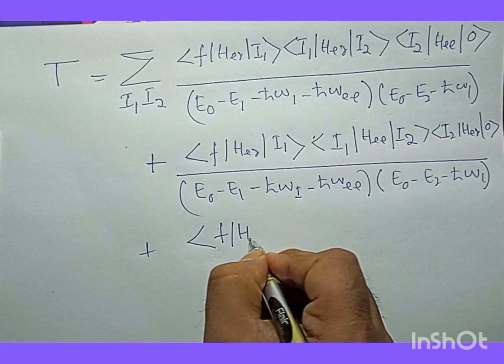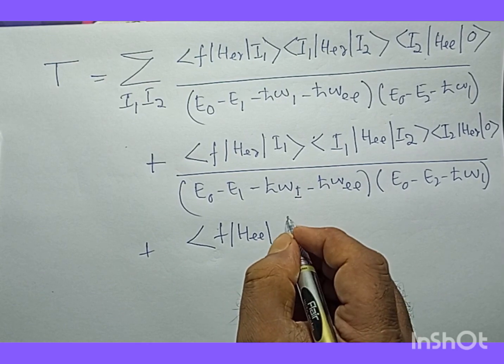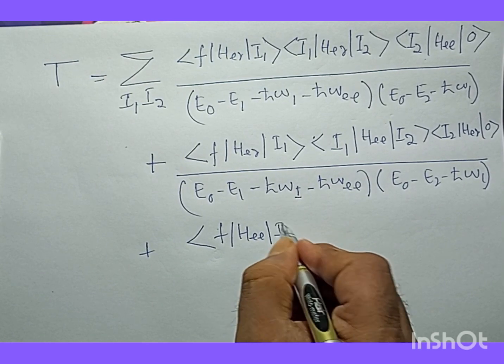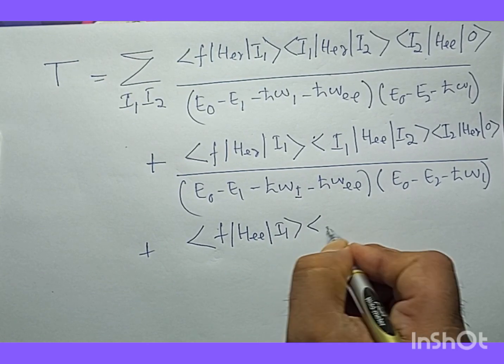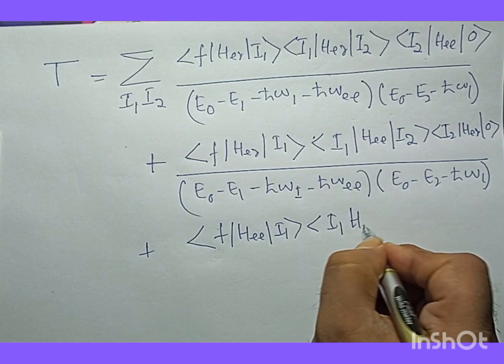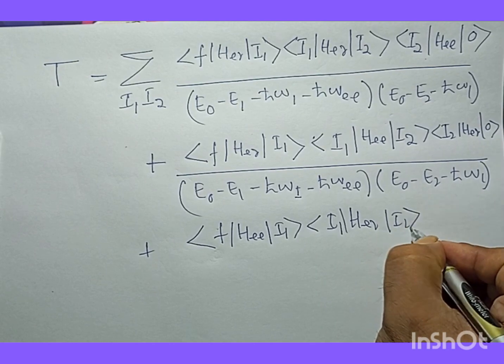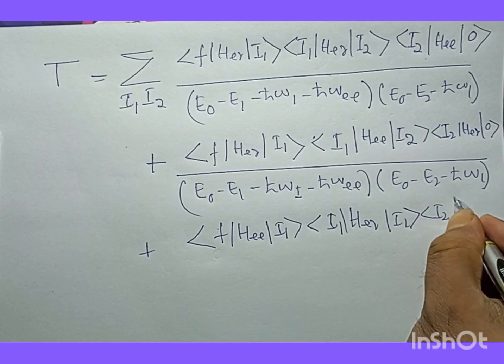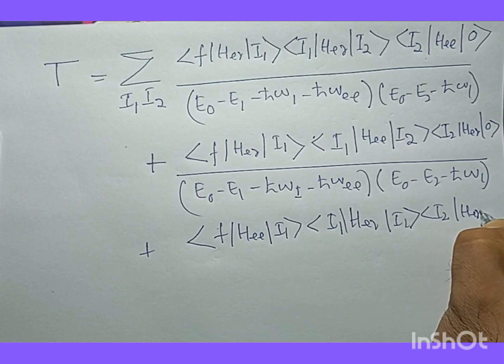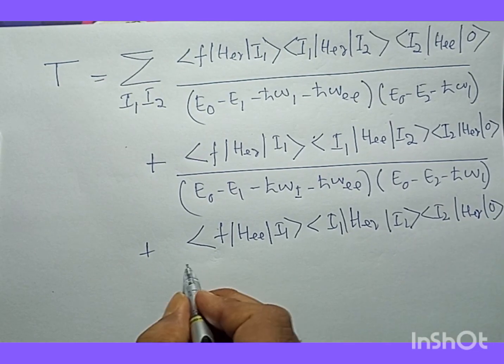this is F, and we start with H_EE here, the matrix element of H_EE, then we have I1, and then I1, H_ER, and I2, and then I2, H_ER, and the 0 state.